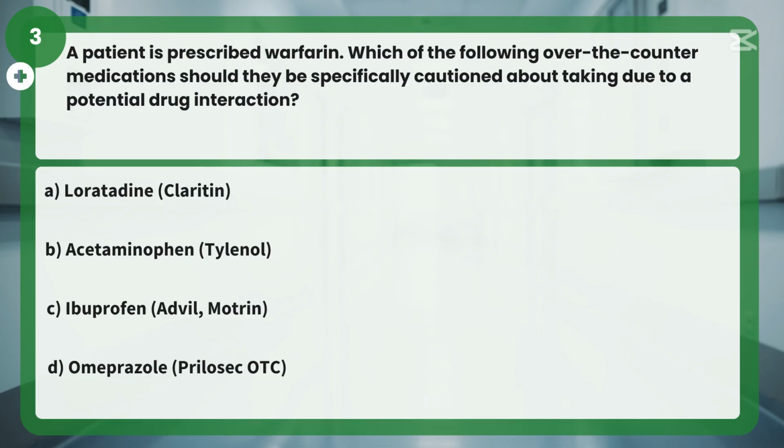Question 3. A patient is prescribed Warfarin. Which of the following over-the-counter medications should they be specifically cautioned about taking due to a potential drug interaction? A. Loratadine, Claritin. B. Acetaminophen, Tylenol. C. Ibuprofen, Advil, Motrin. D. Omeprazole, Prilosec OTC.